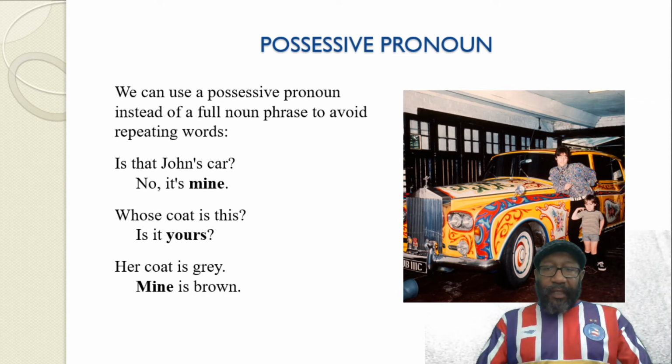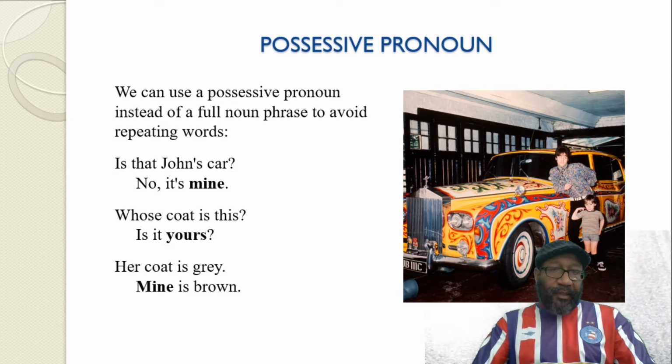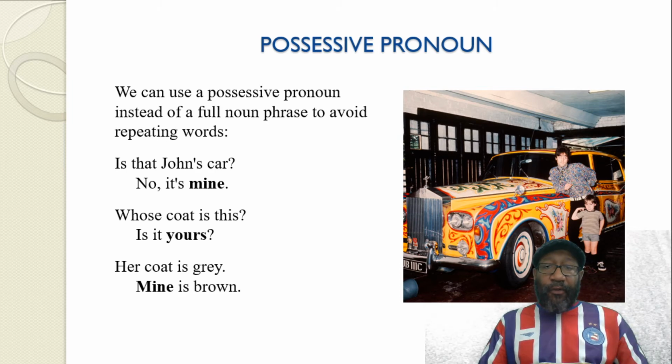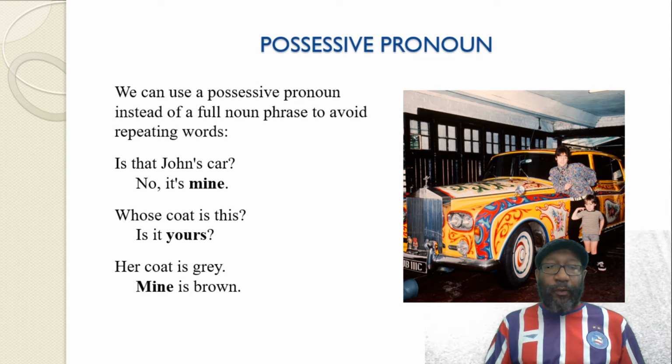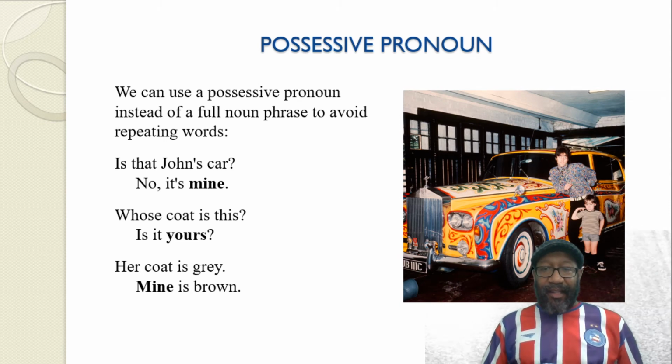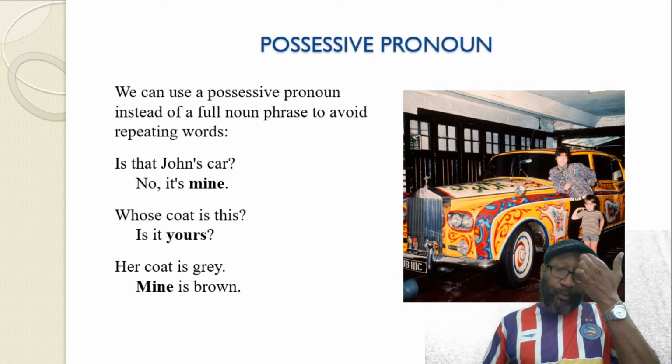I'm going to show you some uses of the possessive pronoun in the English language. So we can use a possessive pronoun instead of a full noun phrase to avoid repeating words. So we have here, is that John's car? No, it's mine. So instead of saying, no, it's my car, you don't need to say it. You just say, no, it's mine. The information is passed to the other person.